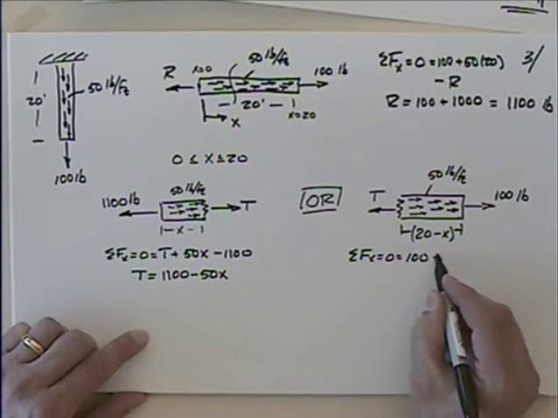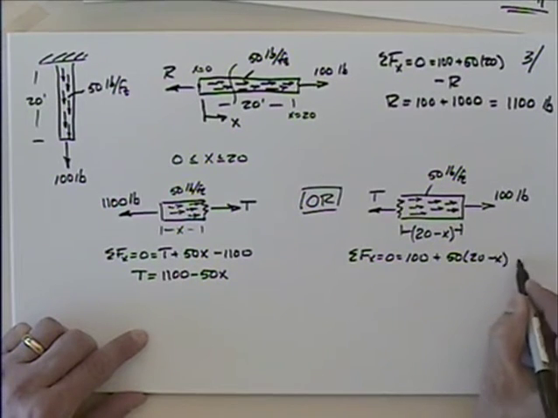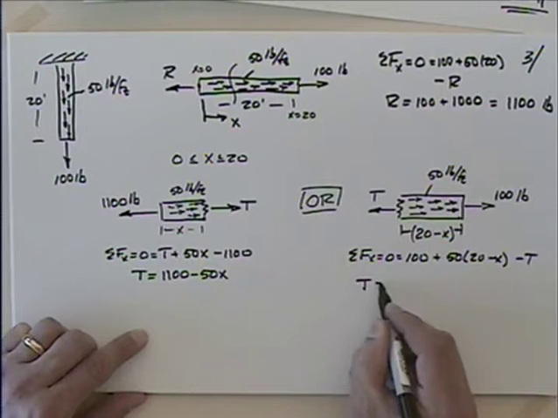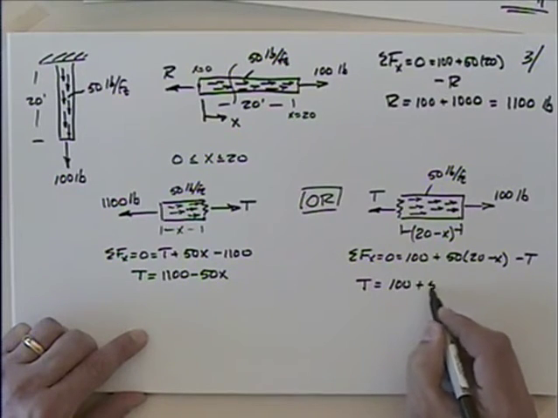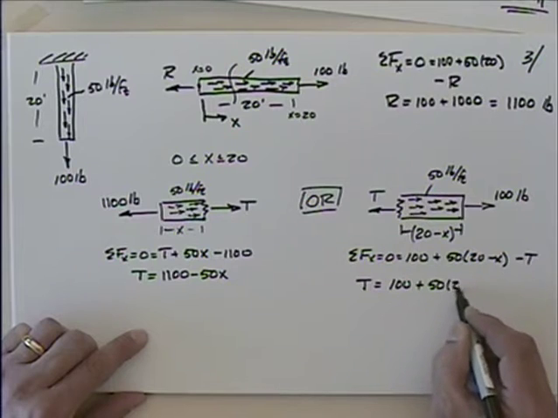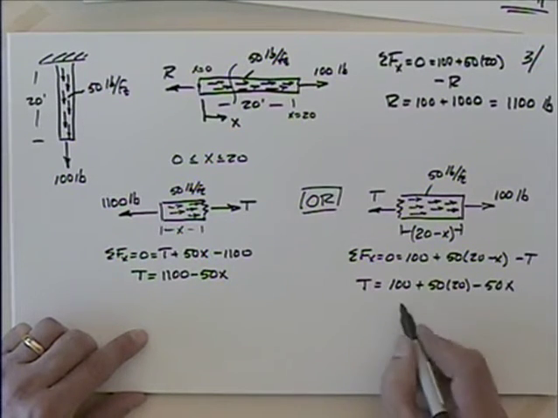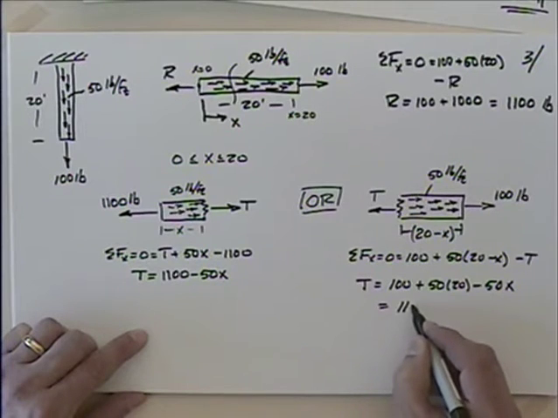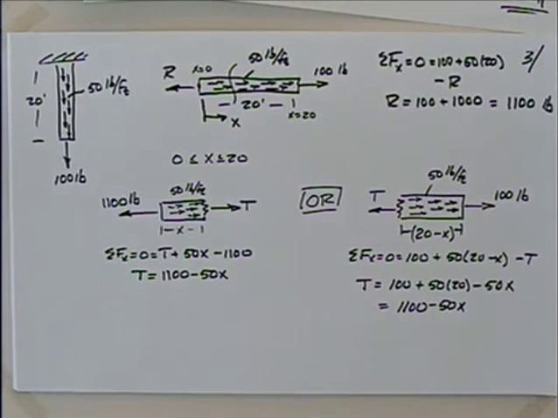100 plus 50 times the distance, 20 minus x, minus t. So t is equal to 100 plus 50 times 20 minus 50x. So I think that's 1100 minus 50x. So you can get it both directions.